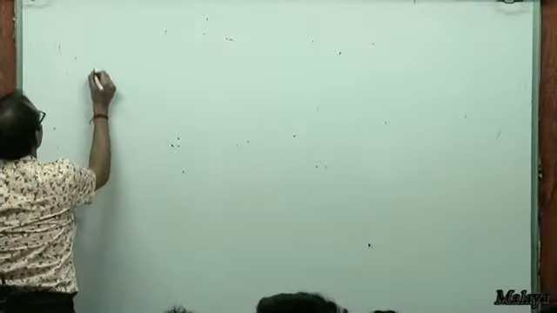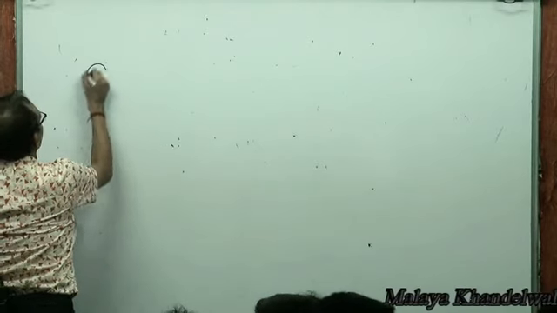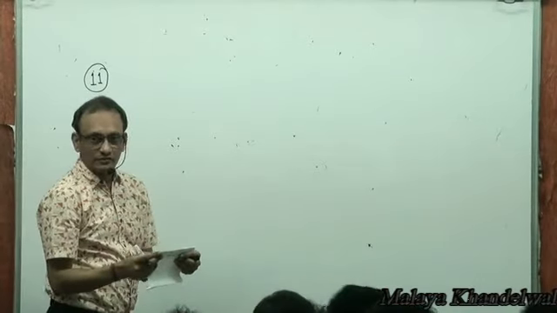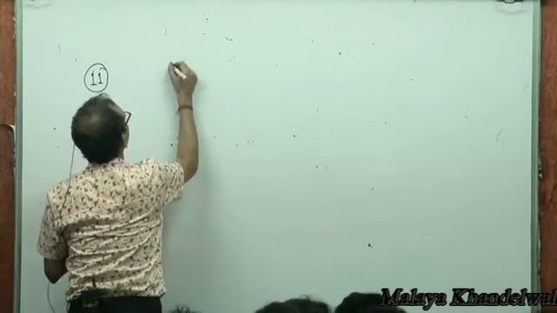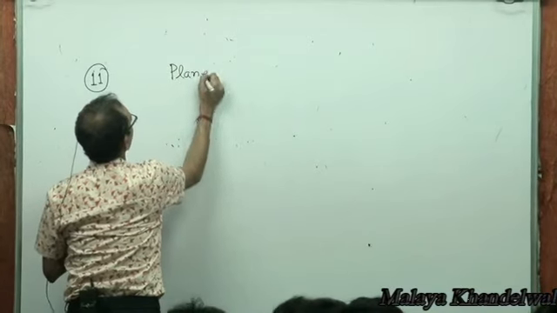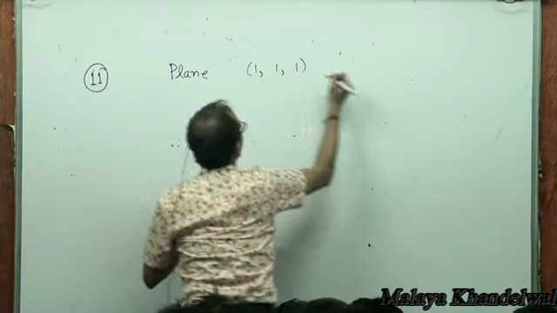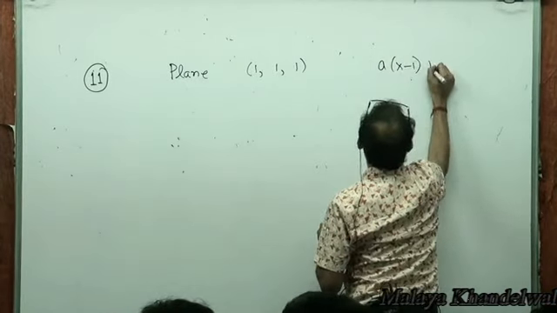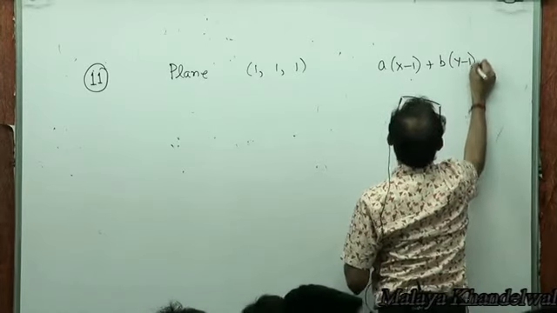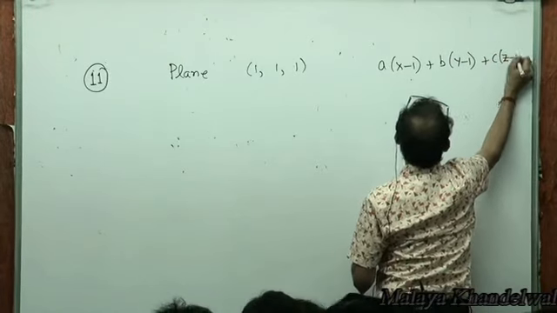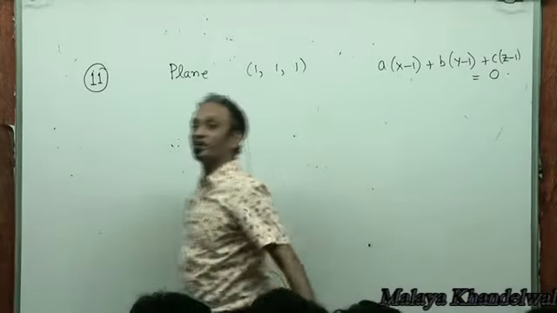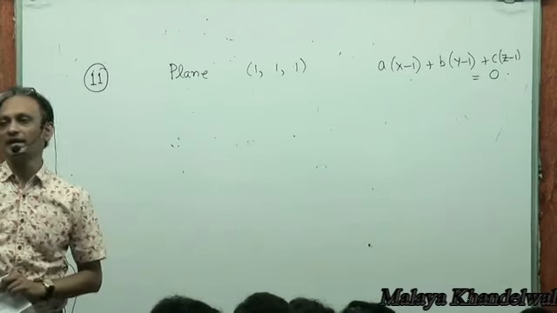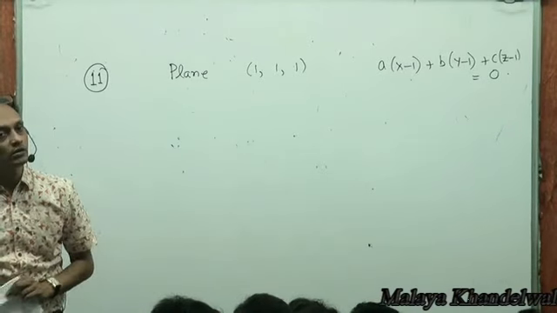Number 11. A plane passing through 1, 1, 1. There is a plane that passes through 1, 1, 1. Any plane passing through 1, 1, 1 can be written as A into x minus 1 plus B into y minus 1 plus C into z minus 1 equal to 0, where A i cap plus B j cap plus C k cap is a normal to the plane.